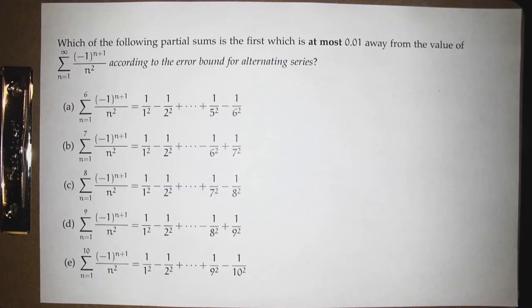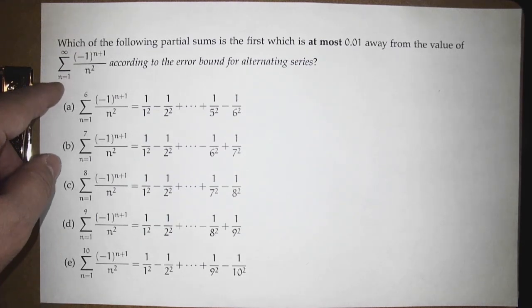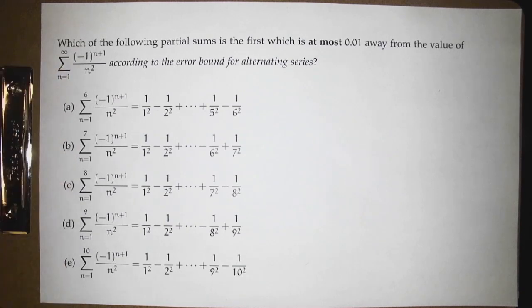Which of the following partial sums is the first, which is at most 0.01 away from the value of, and then we have this sum, n equals 1 to infinity, negative 1 to the n plus 1 over n squared. Notice you have that negative 1 to a power. This is an alternating sum. And it goes to 0, so it converges.